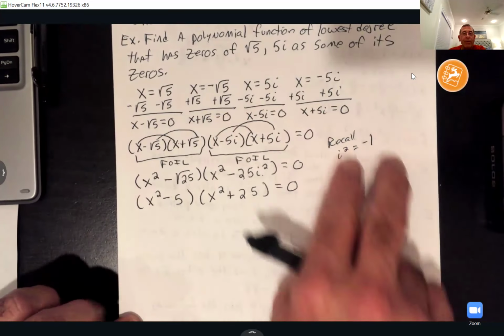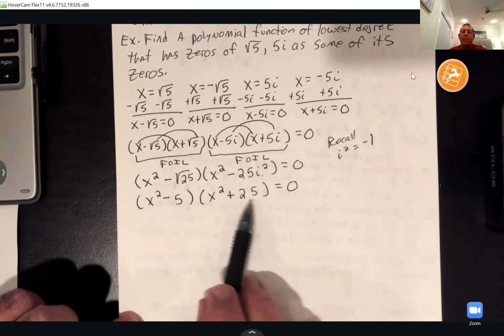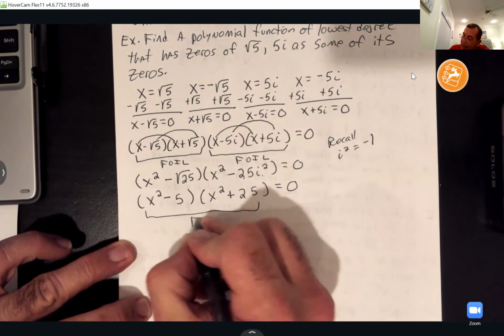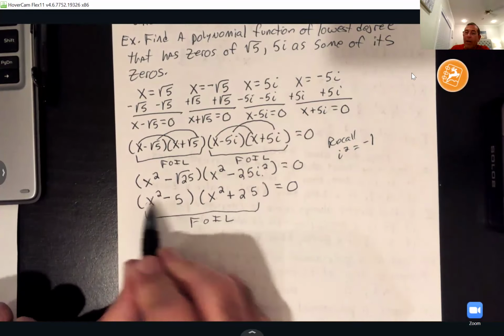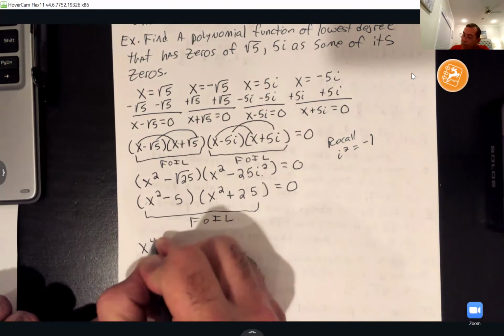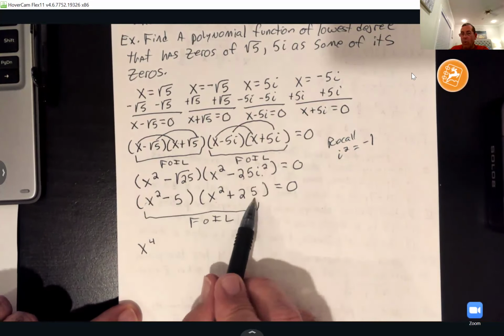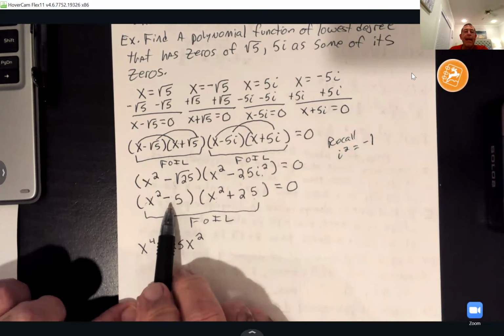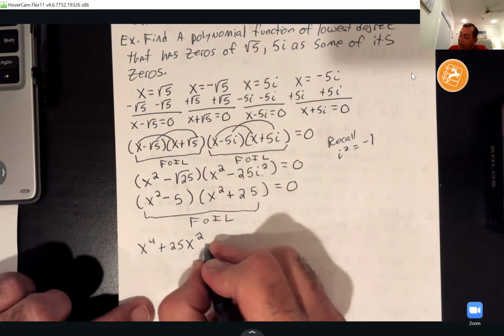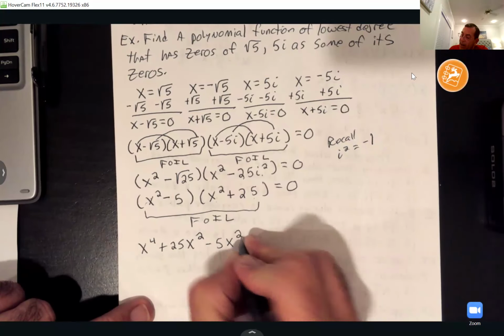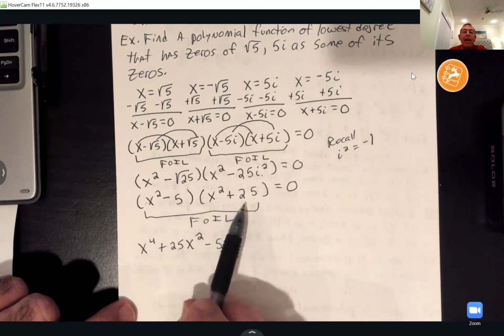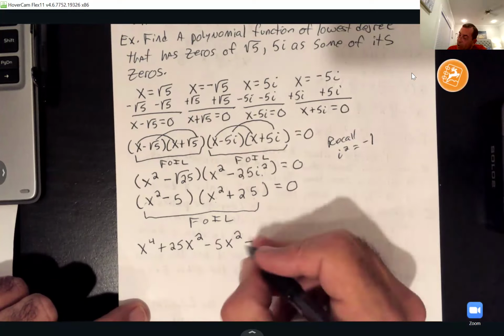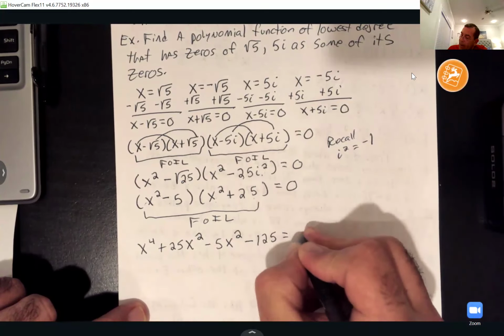All right, so the radicals are gone, the i's are gone. Let's FOIL this and be done. x squared minus 5 times x squared plus 25. So let me write that. I'm going to FOIL that now. x squared times x squared is x to the 4th. x squared times 25 is 25x squared. Negative 5 times x squared is a negative 5x squared. And then negative 5 times a positive 25 is a negative 125, all equal to 0.